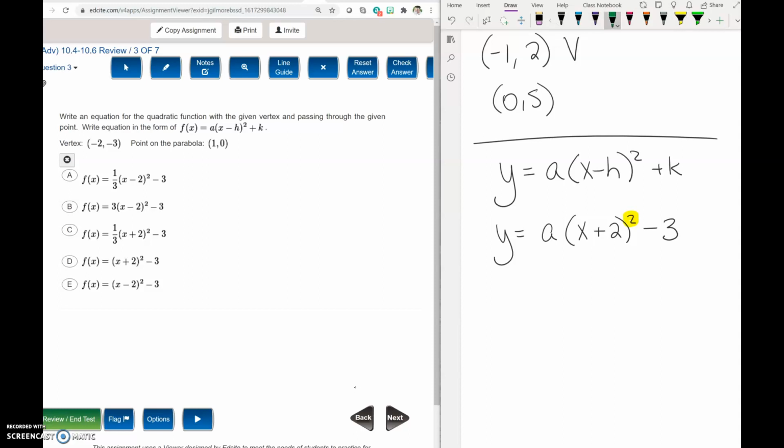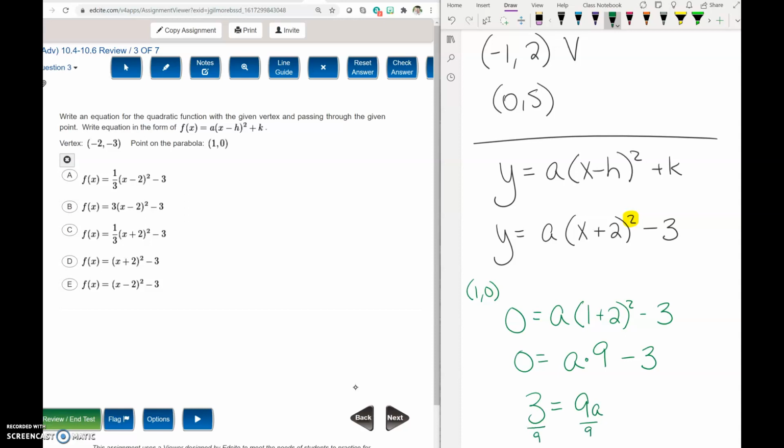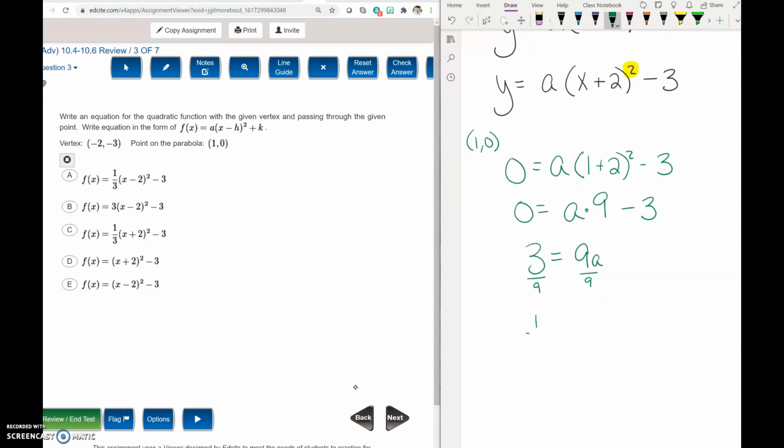Then I know that the point on the parabola is 1, 0. So I'm going to plug that point in. The y value is 0. The x value is 1. And then do some math. 2 plus 1 is 3. 3 squared is 9. I'd add 3 to both sides, so I have 3 equals 9a. Divide both sides by 9, and I get 1/3 or 0.33.